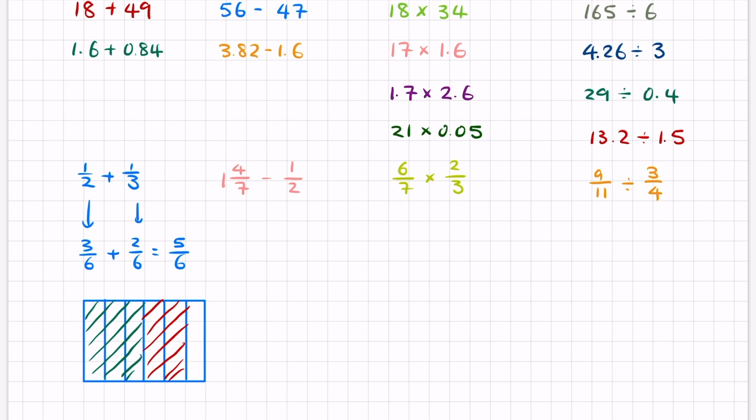When we have a mixed number, we will first need to rewrite it as an improper fraction or top-heavy fraction. We will then need to find the common denominator. In this case, it's 14. So the final answer is 15 over 14.